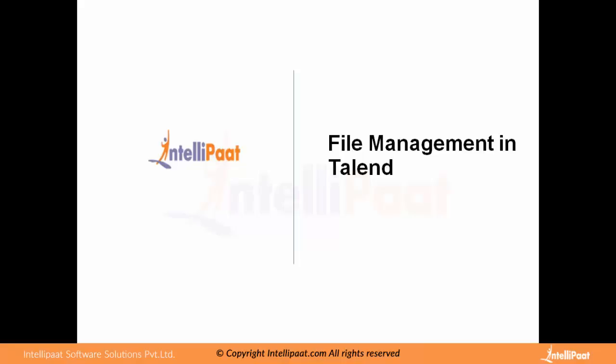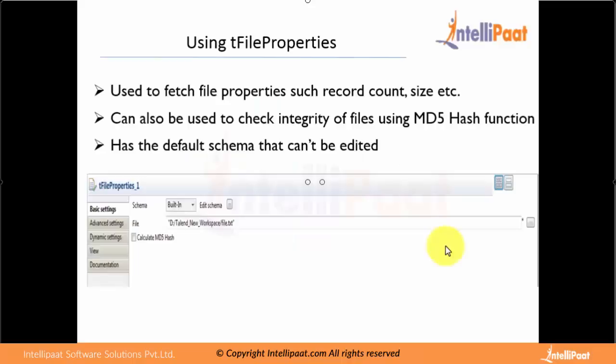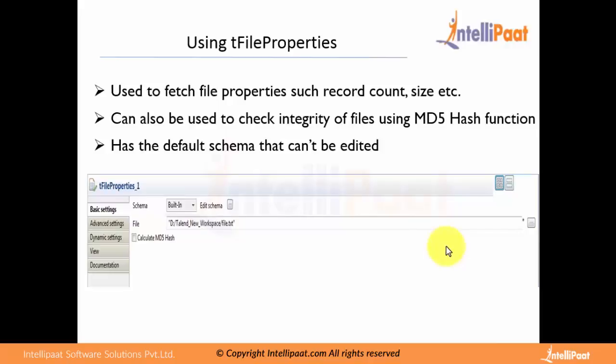Once we have parsed the data, we are going to use some kind of transformations or file management. We will see how this file management works in Talend and which components we have to use to do this kind of file management. The first component is tFileProperties. This component just fetches the file properties, like the record count, the hash value and the size of the file. You can use the global variables associated with the tFileProperties component, and you can do plenty of stuff. Let's just see that.